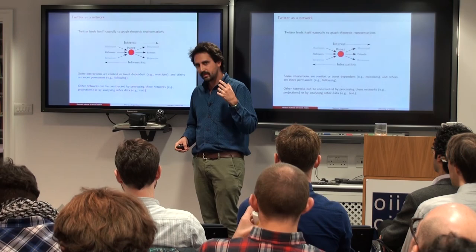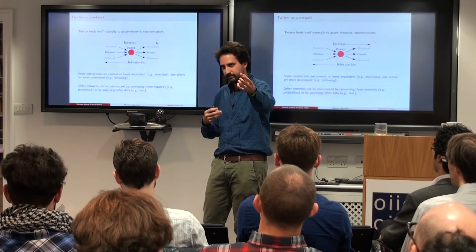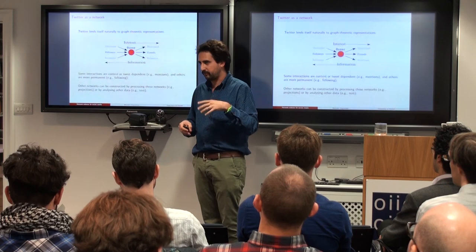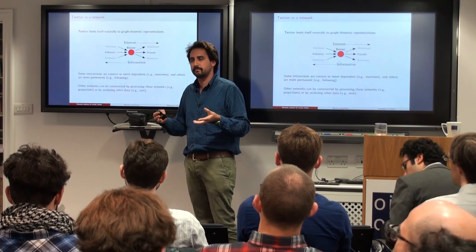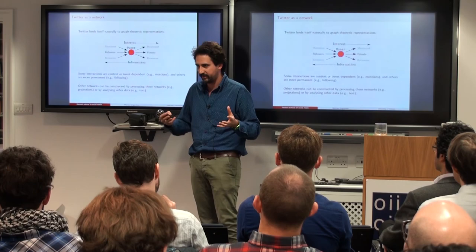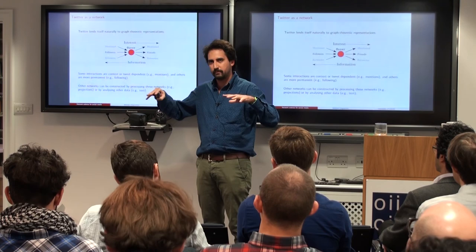So there's an explicit connection going from me to that person, which denotes interest, and then the information flows in the opposite direction. And people tend to follow others that produce content that interests them, and that doesn't change very fast. It changes, but not too fast. So I understand these declarations of interest as more general things.